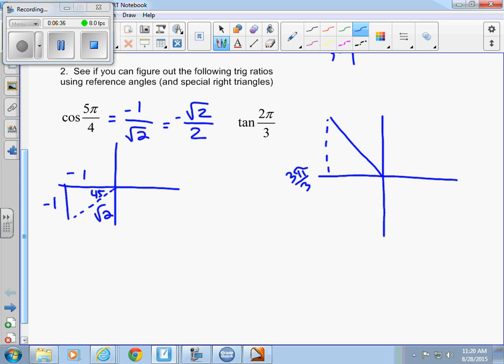I spend probably about 2 or 3 more days on this than most trig teachers do. Most trig teachers just tell you the answers and have you memorize them. I found that doesn't last very long, and you can't remember it once you get to calculus. But if you can recreate it, you can. So we spend a lot of time on this, developing where it comes from, so that you can recreate it. So this is a 60-degree reference angle.